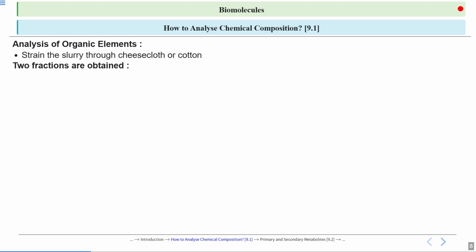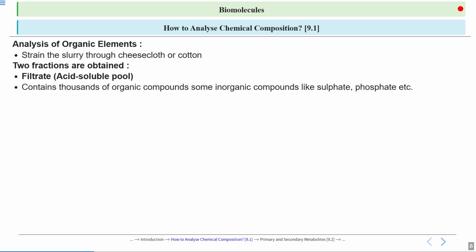Okay, now you will obtain two fractions. When you pass this slurry through cheesecloth or cotton, you will get two fractions. First is the filtrate, which is the acid soluble pool. You have added acid in the beginning. Okay. The filtrate which passes through the cheesecloth is the acid soluble pool. It contains thousands of organic compounds, and some inorganic compounds like sulfate and phosphate as well.